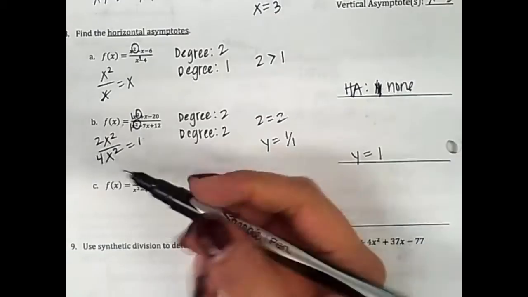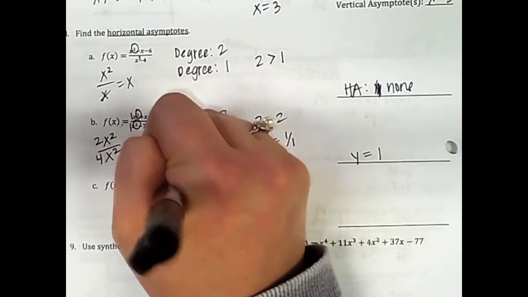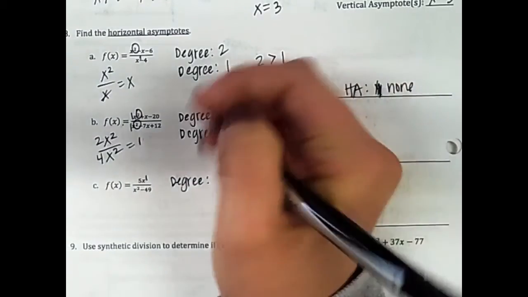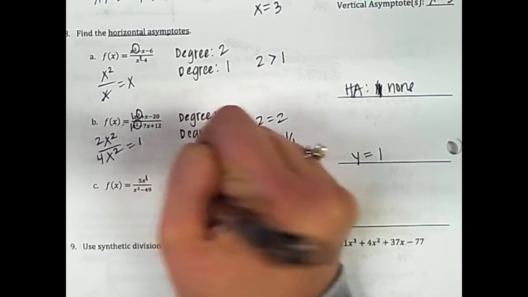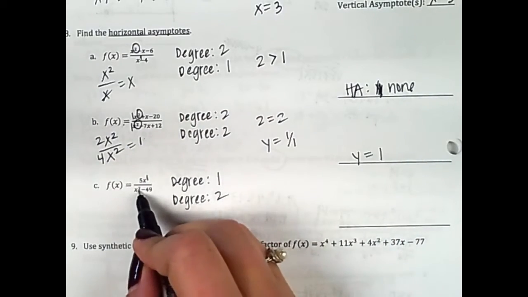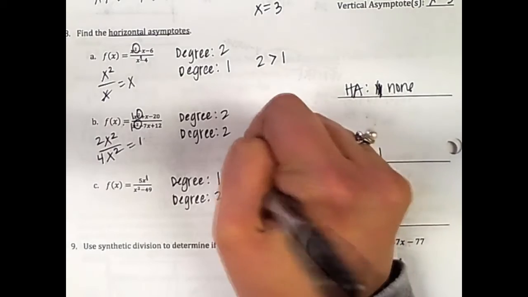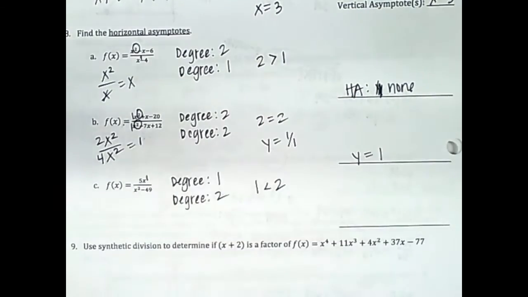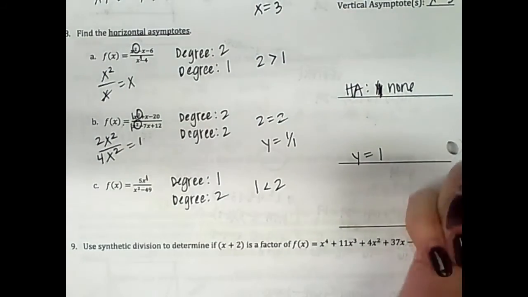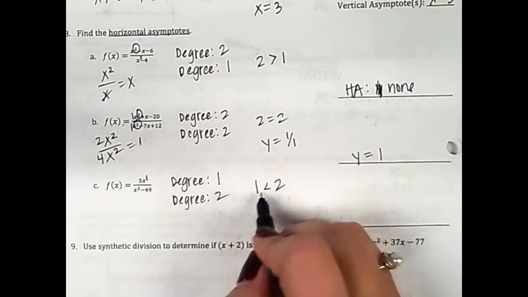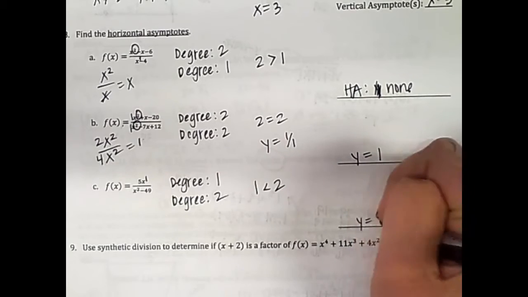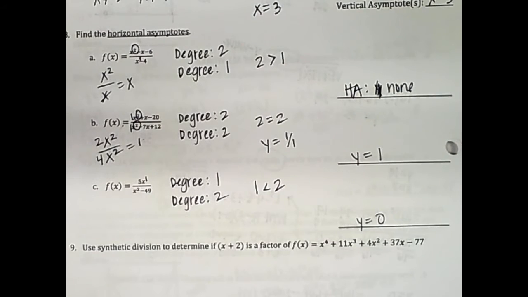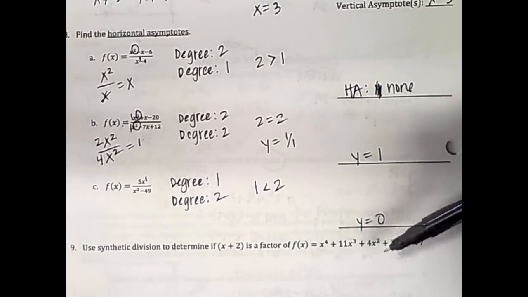And then for our last one, C, the degree of the numerator is 1, because that's the highest exponent, and the degree of the denominator is 2, because that's my highest exponent there. So now the numerator is less than the denominator. So for the horizontal asymptotes, when the degree of the numerator is less than the denominator, your horizontal asymptote is 0. So those are your 3 situations.